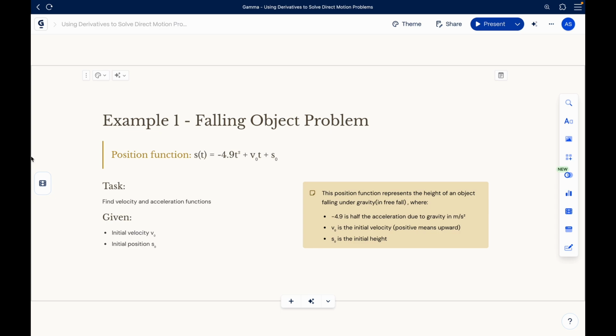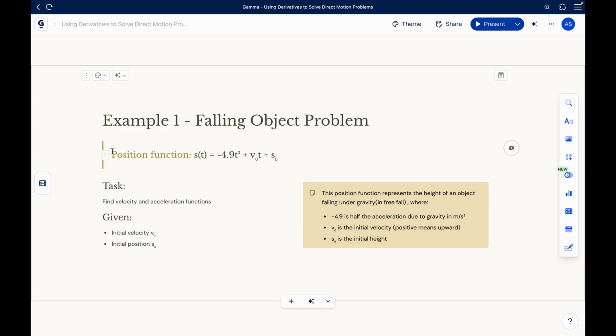We have a position function, s of t is equal to negative 4.9 t squared plus v0 t plus s of 0, s0. A note on this: the position function represents an object falling under free fall. Basically, there's no other influence.